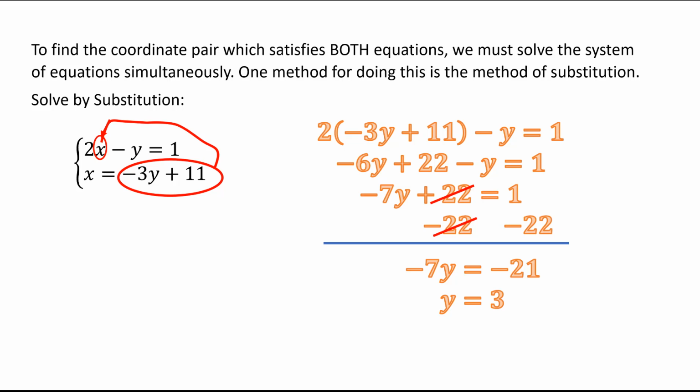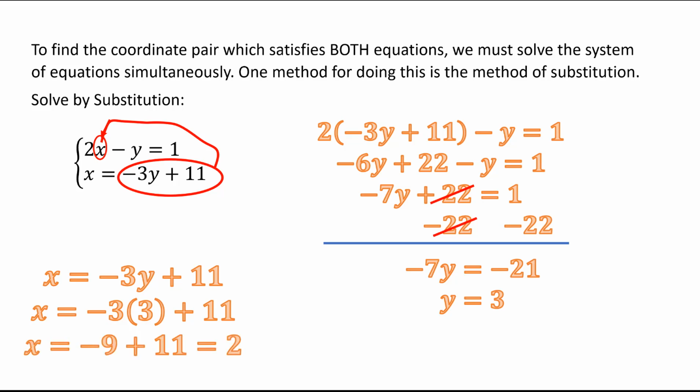Now I need to figure out what x is. So I'm going to take this value I got for y, and I'm going to put that into the second equation wherever I see a y. So x equals negative 3 times y plus 11. That's the second equation. I'm going to now put in 3 for y in that equation. x equals negative 3 times 3 plus 11, so x equals negative 9 plus 11, which is 2.